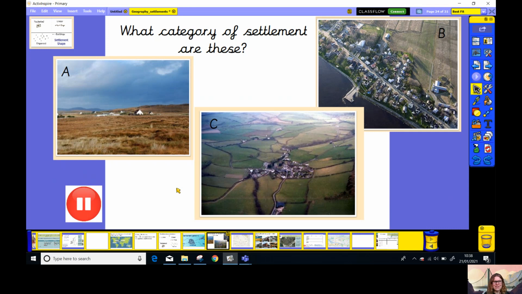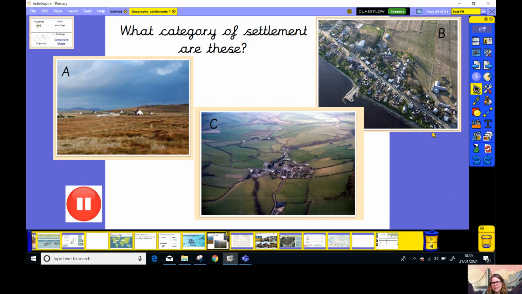Well done. Okay, now picture A, you can see, is very rural. There's very few buildings and they're quite far apart. They are dispersed. This is an example of a dispersed settlement. Let's look at picture C. Again, quite a rural village, probably, I would guess. Lots of fields surrounding this village, but all the buildings are built around a central point. This is a nucleated category of settlement.